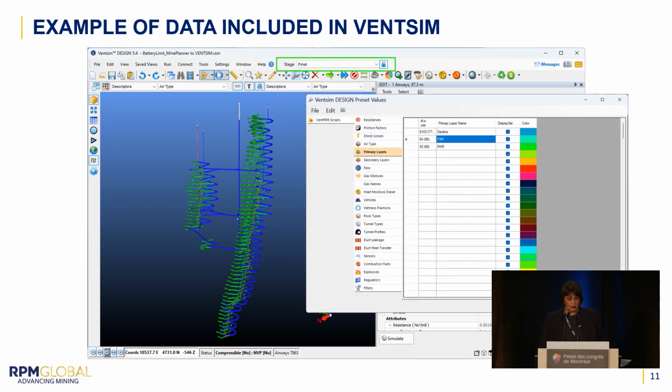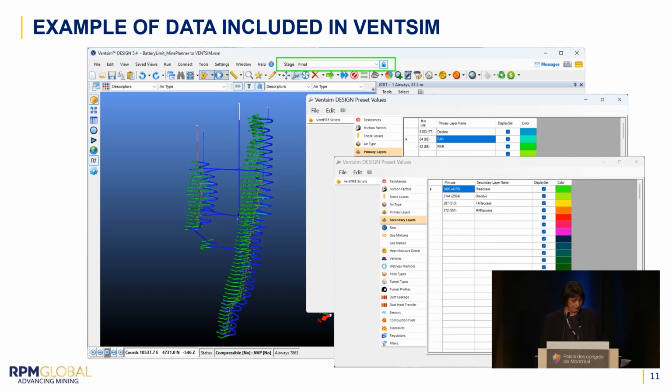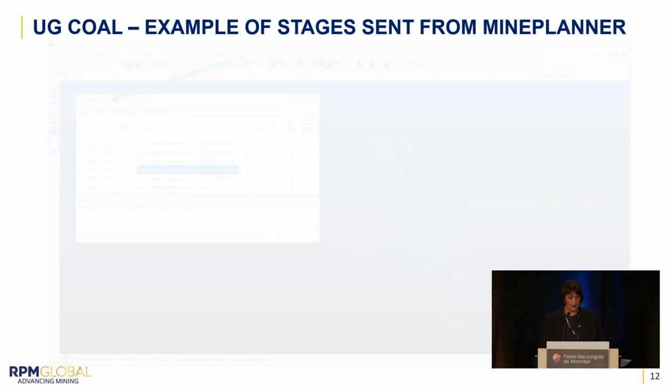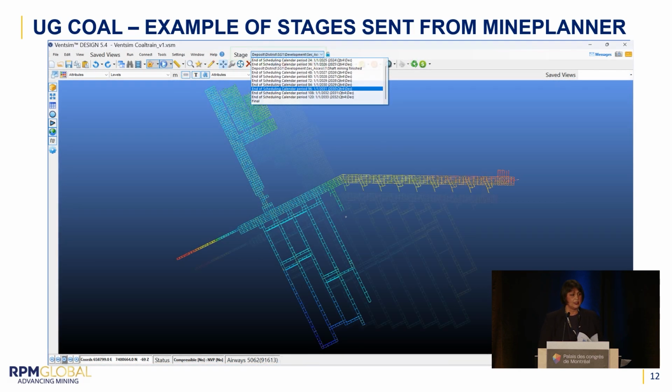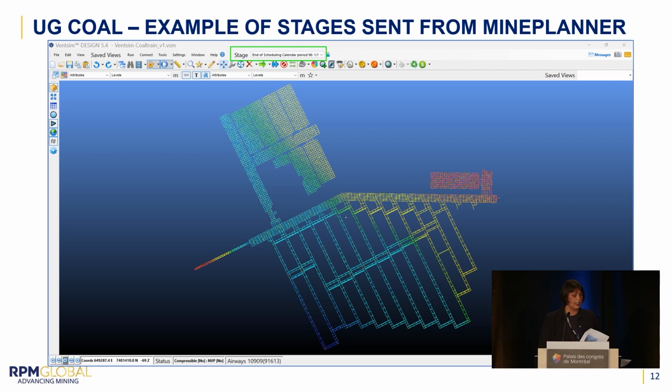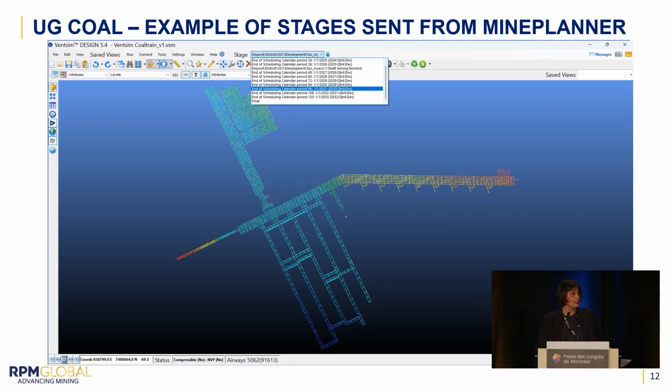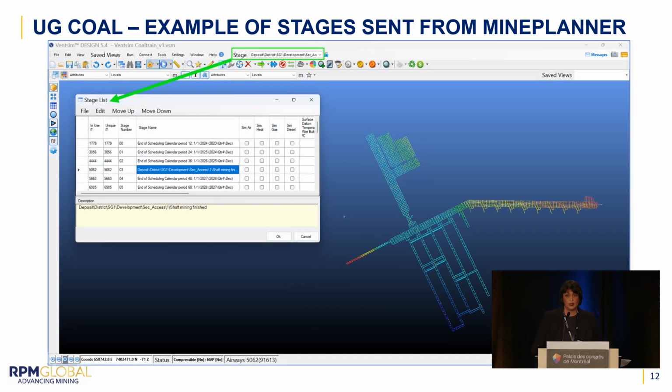The primary and secondary layer information you can see here is automatically populated in the relevant preset tables, and that comes directly from MinePlanner into those tables. So here we have an example of an underground coal mine that's been sent from MinePlanner with various staging information. You can see the staging list has automatically been populated as well with those stages sent from MinePlanner.